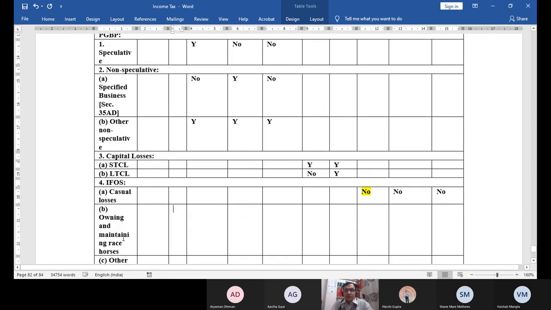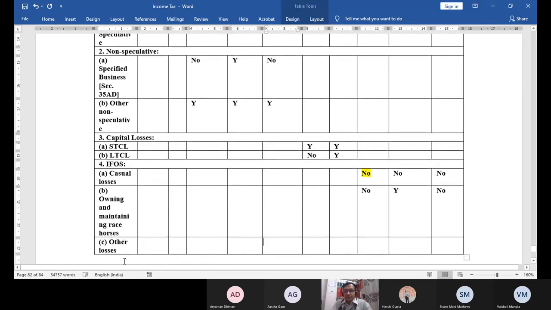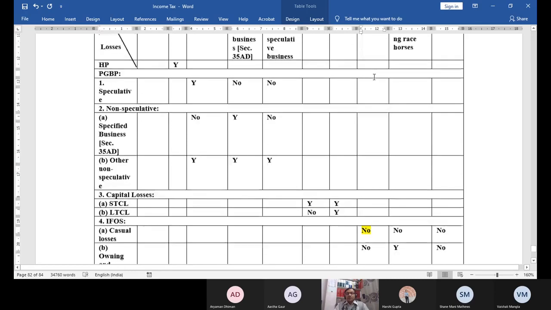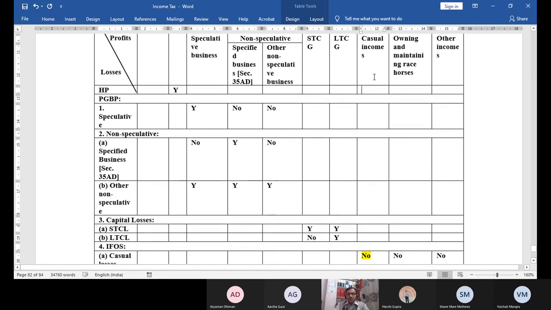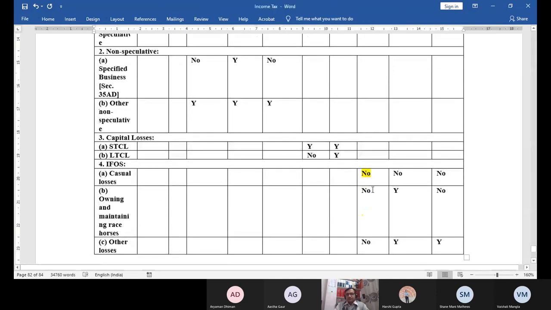Owning and maintaining resources losses can be adjusted only against income from owning and maintaining resources. And other losses, these can be adjusted against other incomes as well as owning and maintaining resources, but not against casual incomes. Nothing is allowed to be adjusted from casual income. Now, no type of loss, I can say nothing is allowed to be adjusted against casual income.